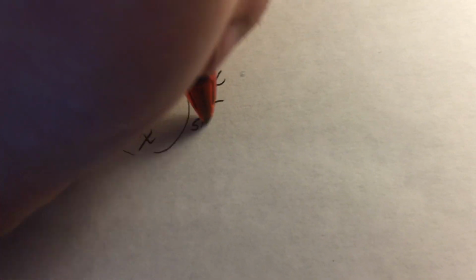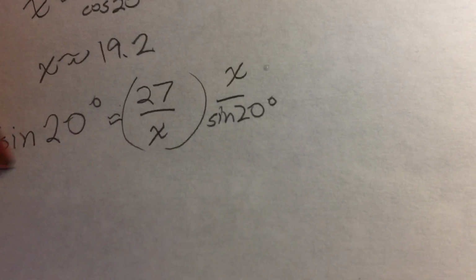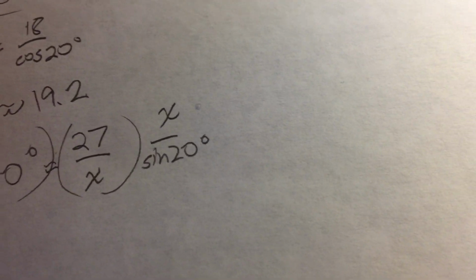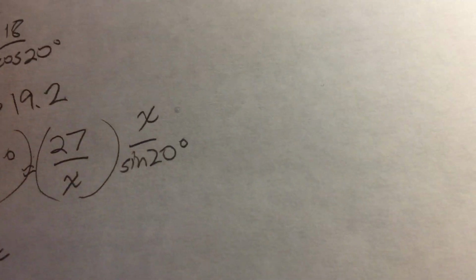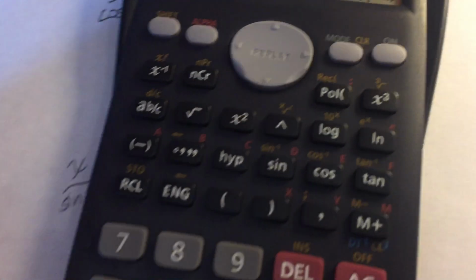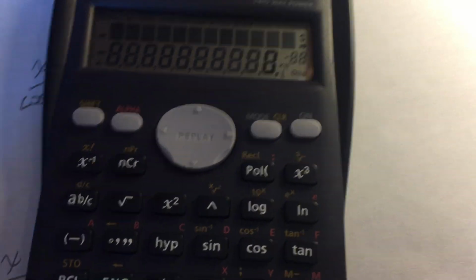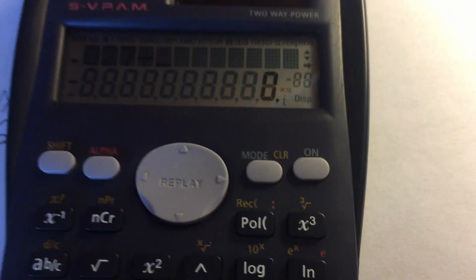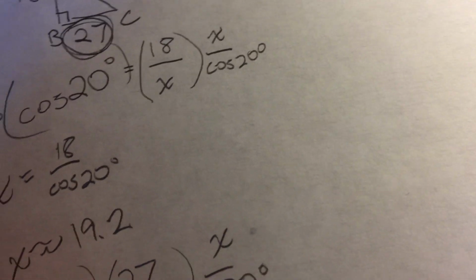Okay, so same thing. Sine 20 equals x over 27. So you get x equals 27 over sine 20. Boom. Use the calculator. 27 divided by sine 20. You get about 79.